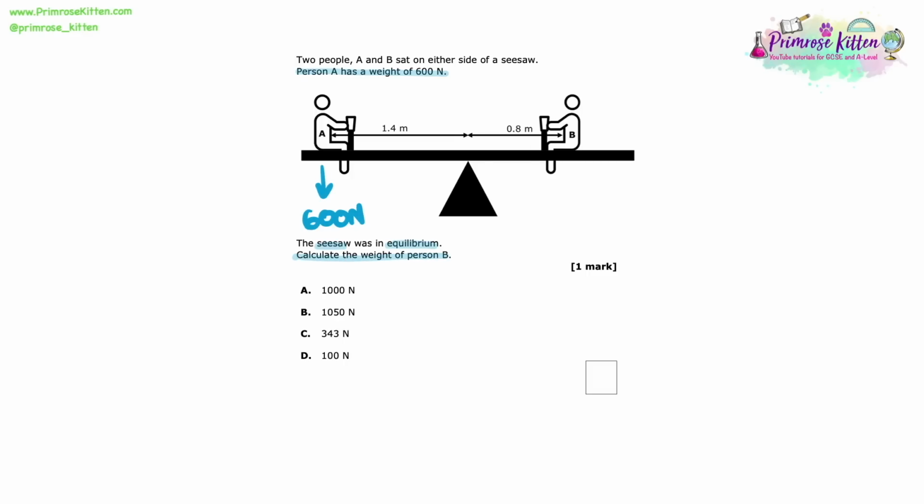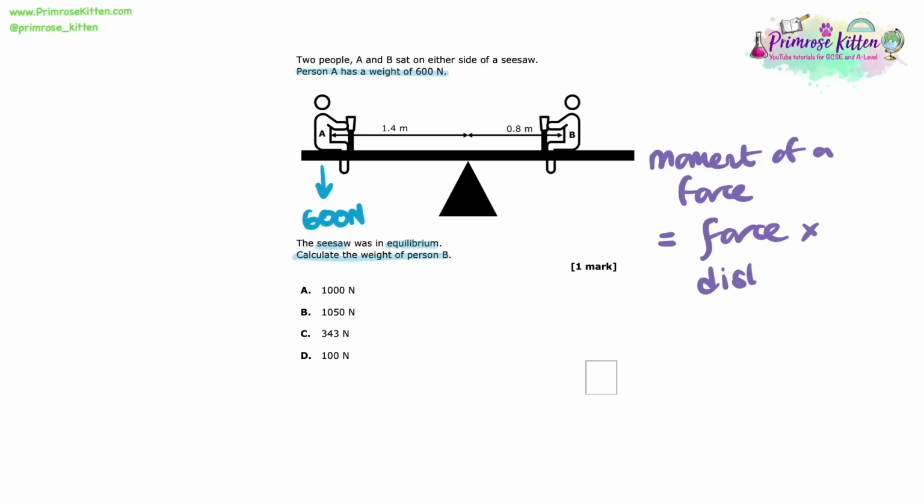Now, the important thing here is that the seesaw is in equilibrium. That means that the clockwise moments are equal to the anti-clockwise moments. Let's remind ourselves of the equation for a moment of a force. So the moment of a force is equal to the force times the distance from the pivot to that force. And that distance always needs to be at right angles to the force.